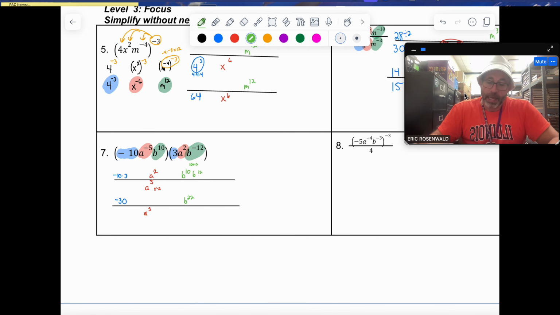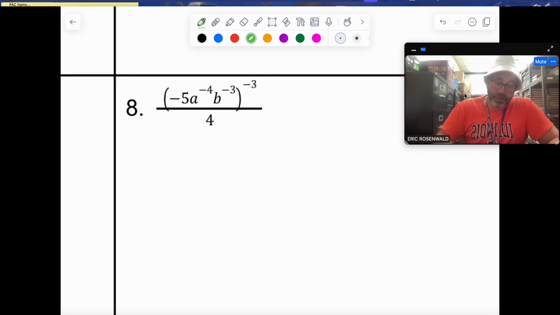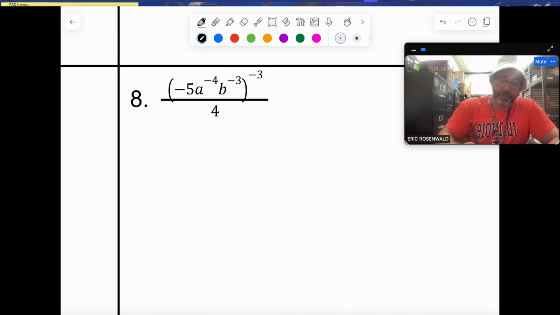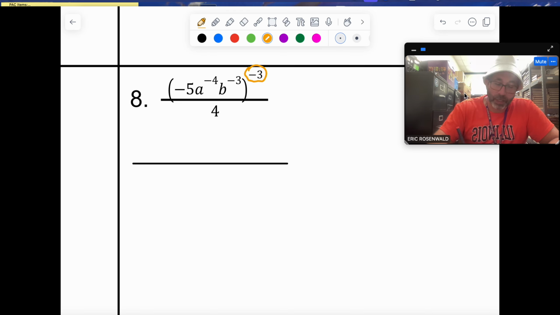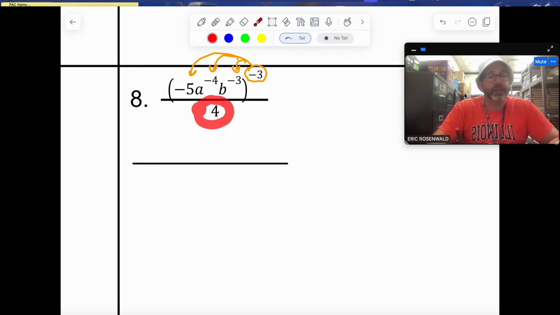Okay? All right, we got one more here. This one's going to have everything kind of combined. When we look at this one, it's got that negative 3 going on there that's going to be distributed to everything that's inside the parentheses. Notice that this 4 that's down here on the bottom is not actually in the parentheses, so that's not going to be included.